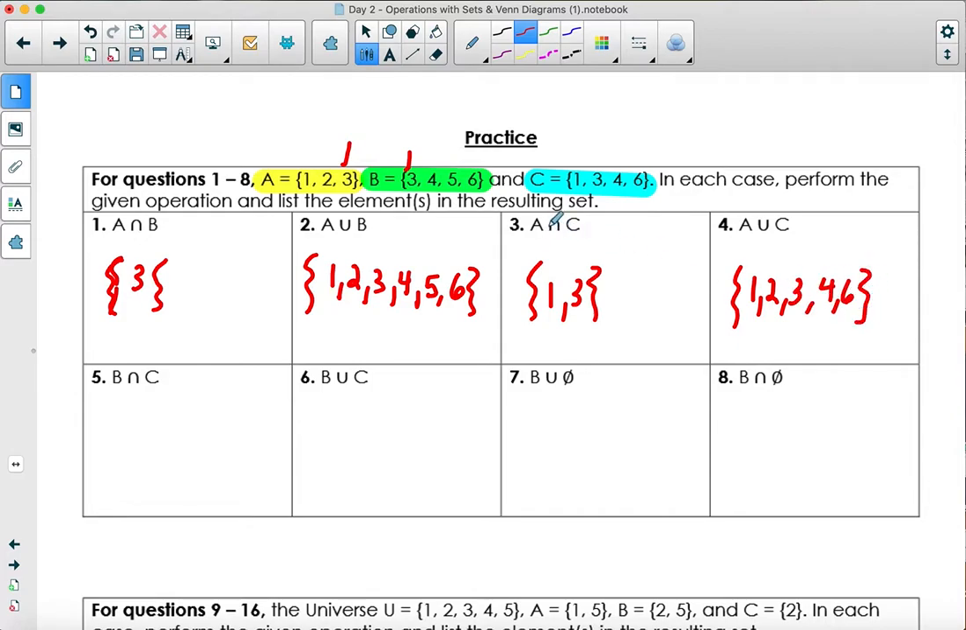Again, this is your intersection. What do they have in common? They both have the 1 and the 3. Okay, and then this is the union where I pull everything A has with everything C has. I pull it all together.